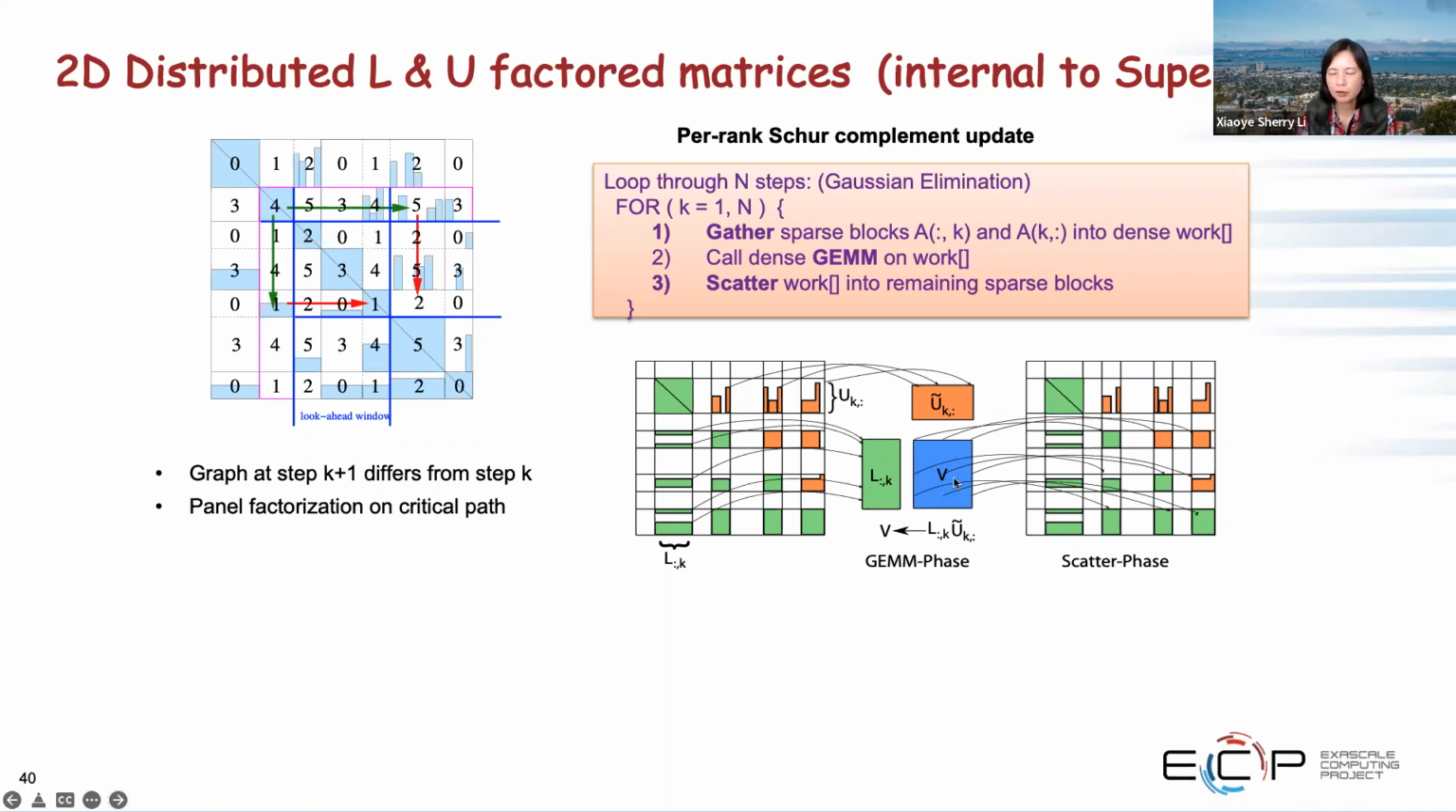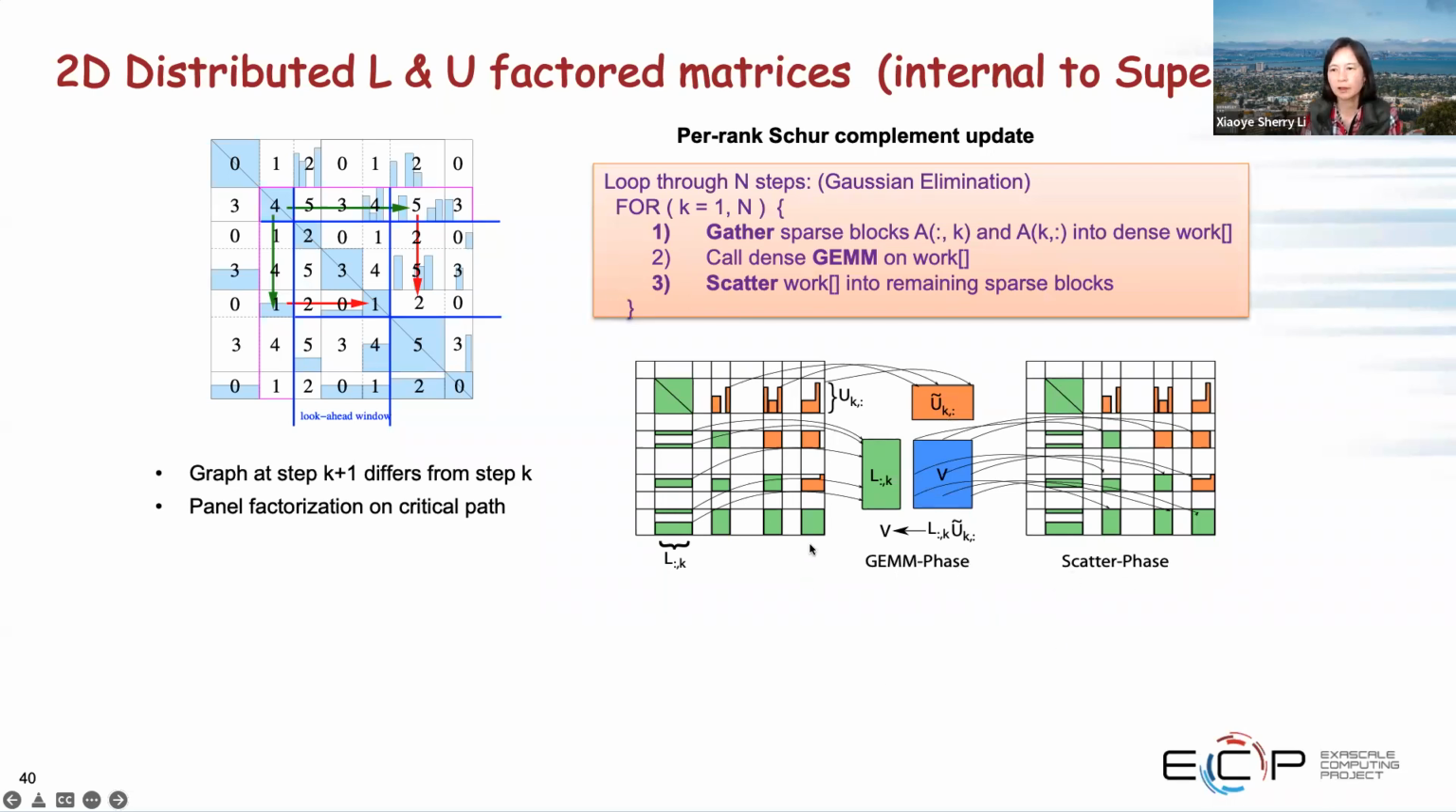So this V matrix looks like a dense matrix, but the indices are actually sparse. So you have different row indices. So what you have to do after this GEMM is to scatter into the destination to prepare for the next step of elimination. So that's what's happening at each step. Essentially each step you have a gather phase, and then a GEMM phase, and then a scatter phase.